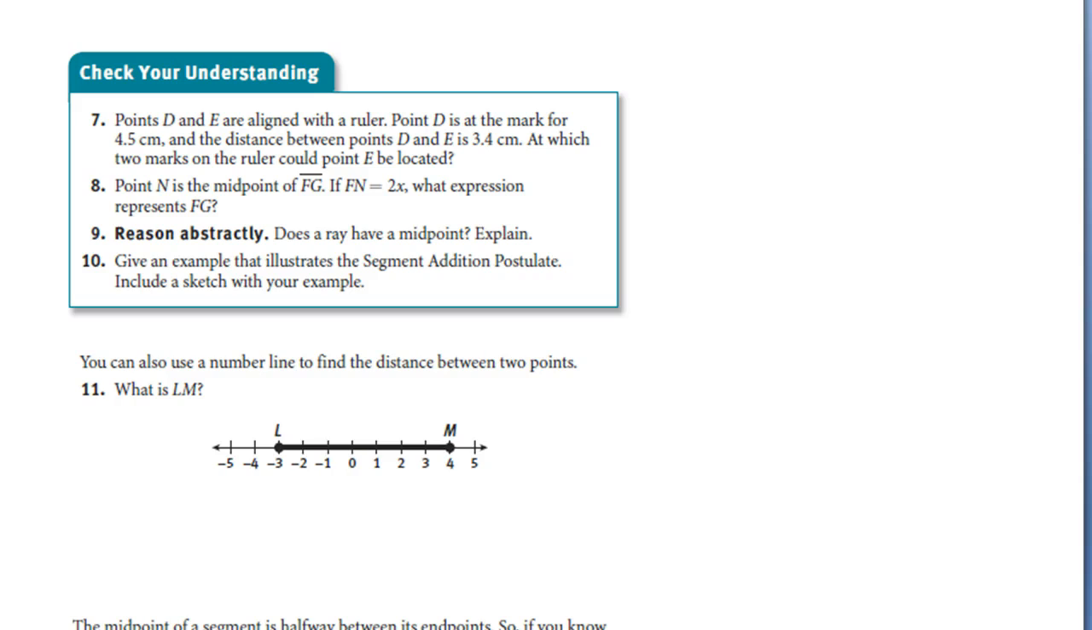Here are some check your understanding questions, so I'll pause for you. Next, you can also use a number line to find the distance between points.